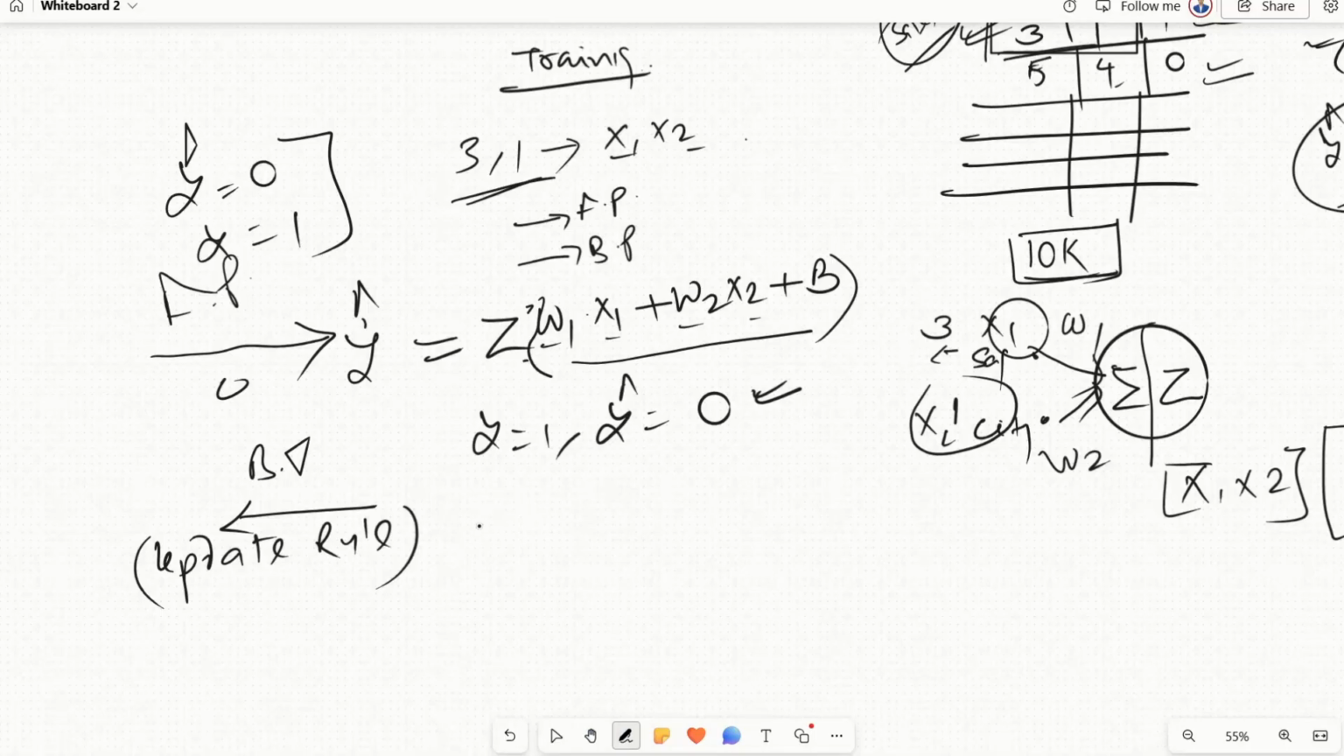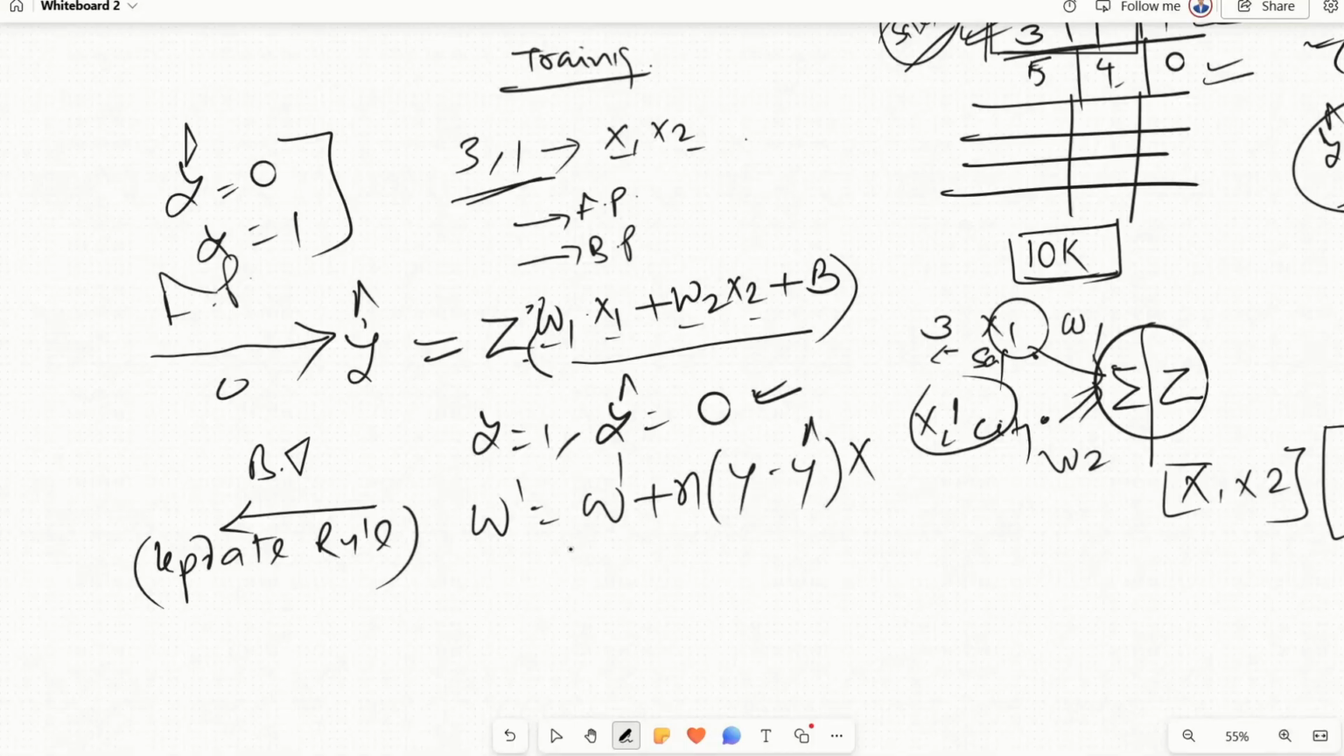So my new weight w1 will be what? New w1 will be old w1 plus eta times (y minus y predict) times x. This is the equation. So w1 plus eta, which will be some number, let's suppose 0.01, and y minus y predict. I already have y predict after the forward propagation, so y is equal to 1 and y predict is equal to 0.